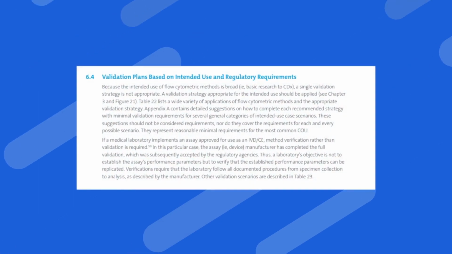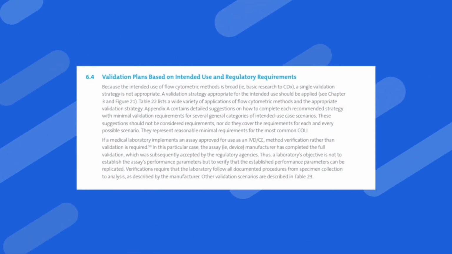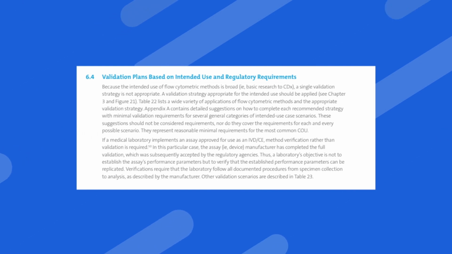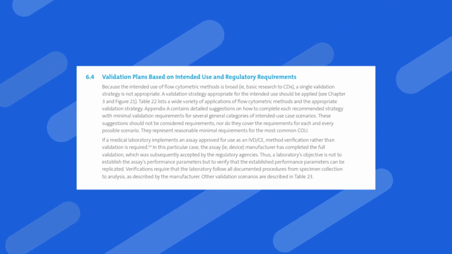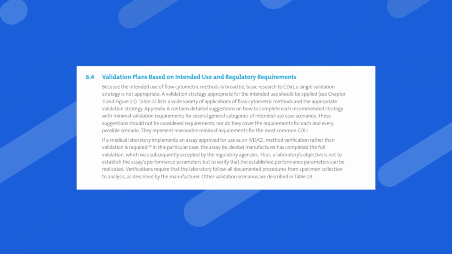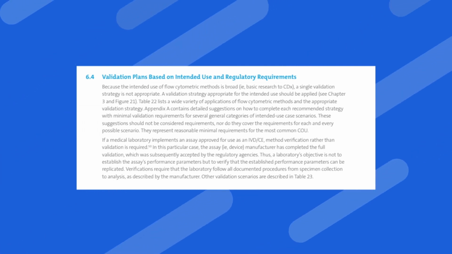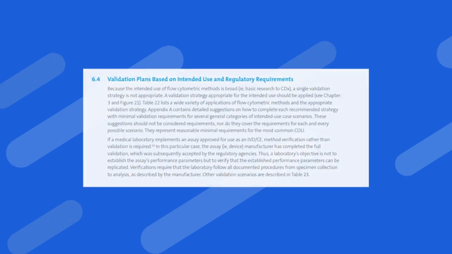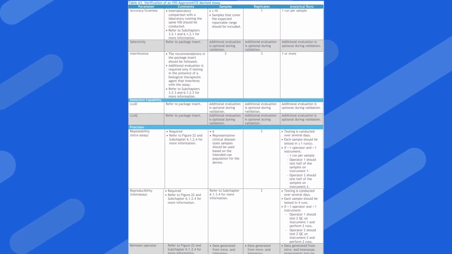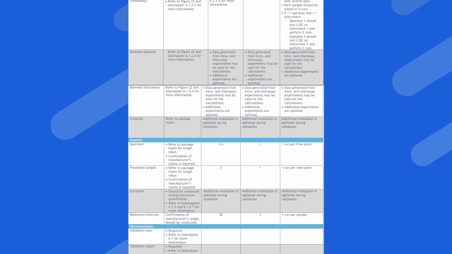If labs implement assays like the BD stem cell enumeration kit or the BD OneFlow CLPD panel approved for use as an IVD or CE, a method verification instead of validation is recommended. The lab's objective is to verify that the manufacturer-established performance parameters can be replicated. For IVD-approved, CE-marked assay verification, detection capability evaluation is optional during validation.